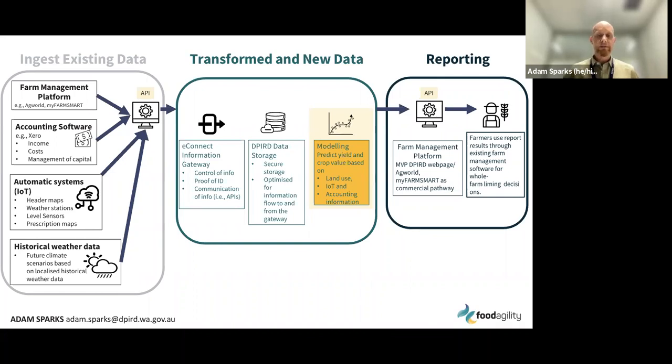So we'll just generate some custom reports that go back through either a web page or AgWorld or MyFarmSmart. These are types of things that farmers and agronomists use on their phone to make decisions and keep records and keep track of what's going on. And the farmers use these reports then to make decisions on the best strategy for applying lime. And the data that we DPIRD receive is deleted from the database.